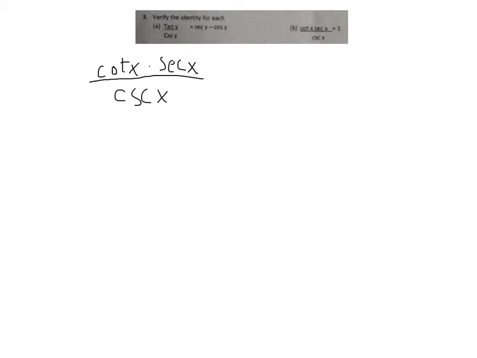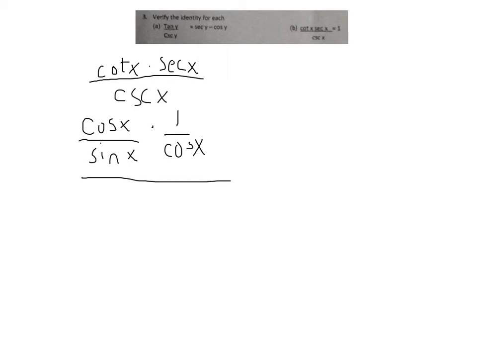The first step after that is to write everything in terms of sine and cosine. So cotangent of x is equal to cosine of x divided by sine of x. Secant of x is equal to 1 over cosine x. And then we're dividing the whole thing by cosecant of x, which is equal to 1 over sine of x.